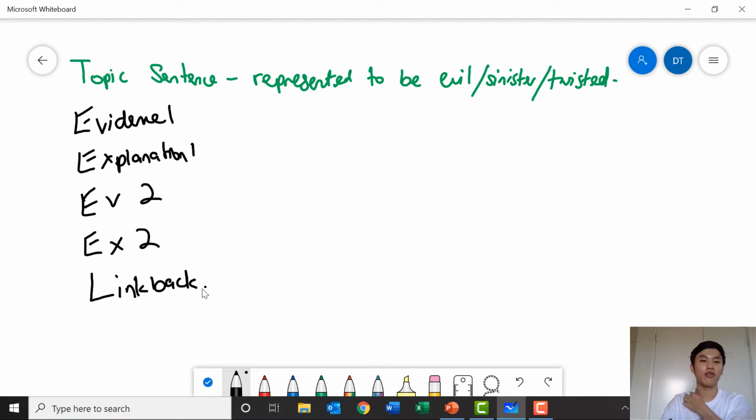So it's very important when you have your TEAL structure that you write out your topic sentence first. The reason why you want to do that is because if you don't have your topic sentence or you don't have an answer to the question, then why would you start looking at techniques? Because you have no idea what you're arguing.